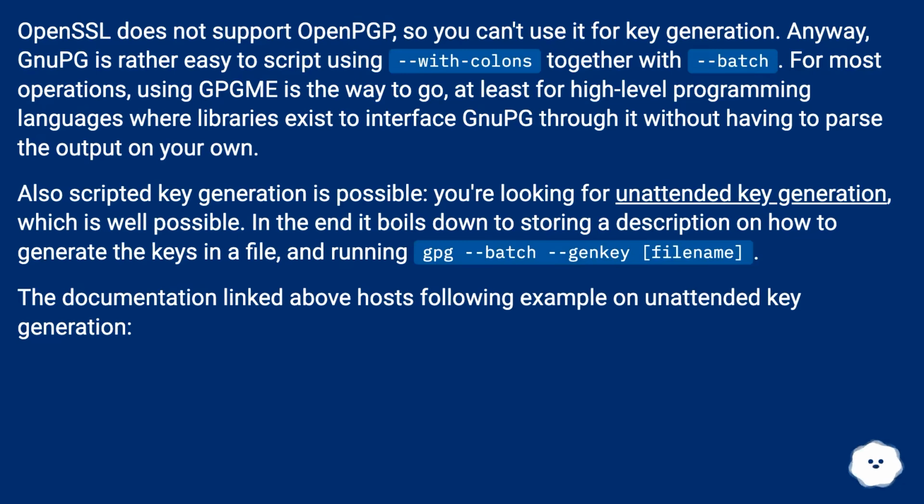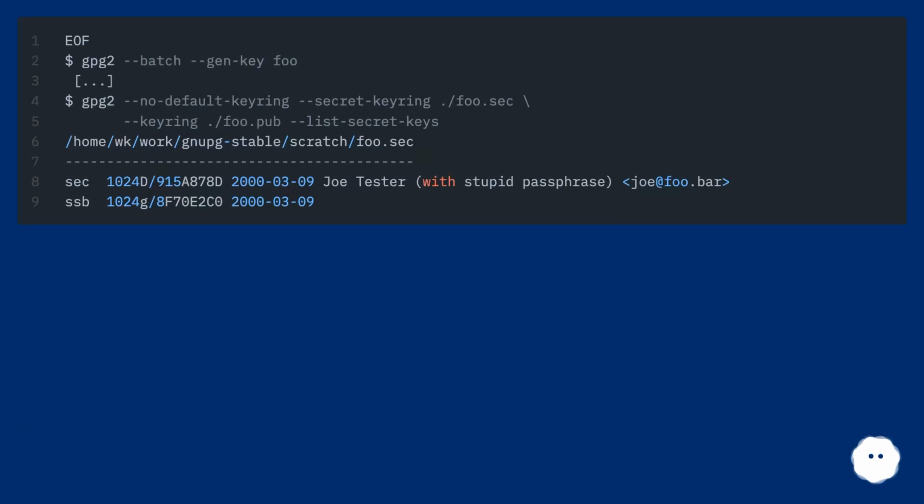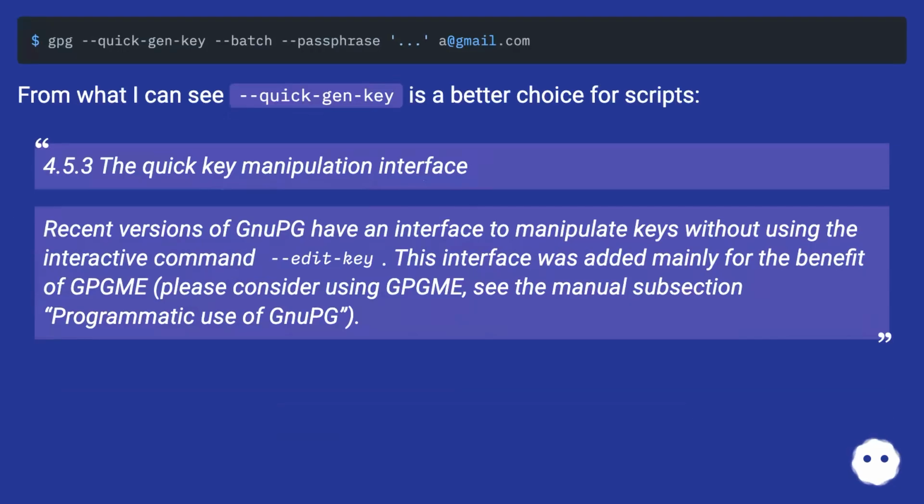In the end, it boils down to storing a description on how to generate the keys in a file and running gnupg batch gen key on file name. The documentation linked above hosts following example on unattended key generation. From what I can see, Quick Gen Key is a better choice for scripts.